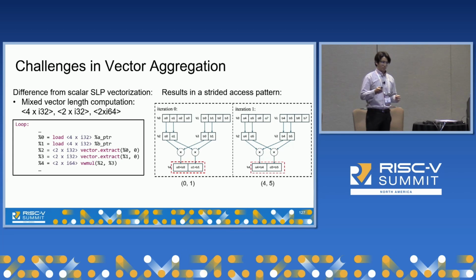There are some challenges when applying that to a vector program, because unlike the scalar program, we may have mixed vector length computations. For example, in this example, we have 4 times I32 vectors and also 2 times I32 vectors. And the right-hand side is the unrolled loop of this computation. We can see that it results in a strided access pattern, which is not contiguous 0, 1, 2, 3, it is 0, 1, 4, 5.